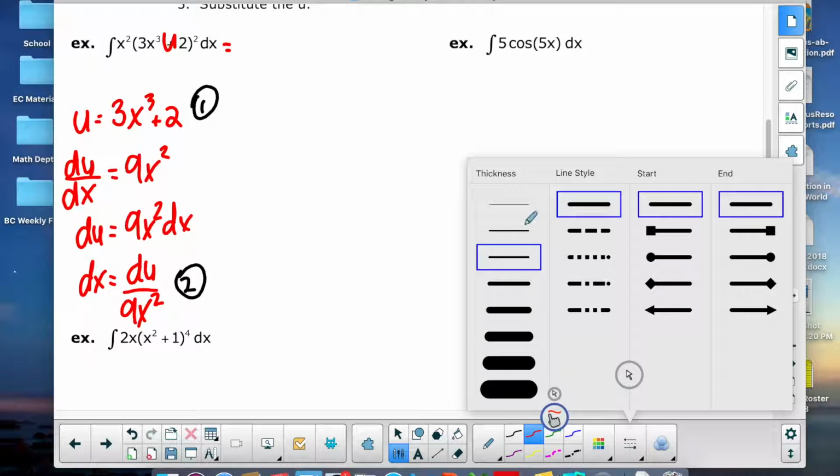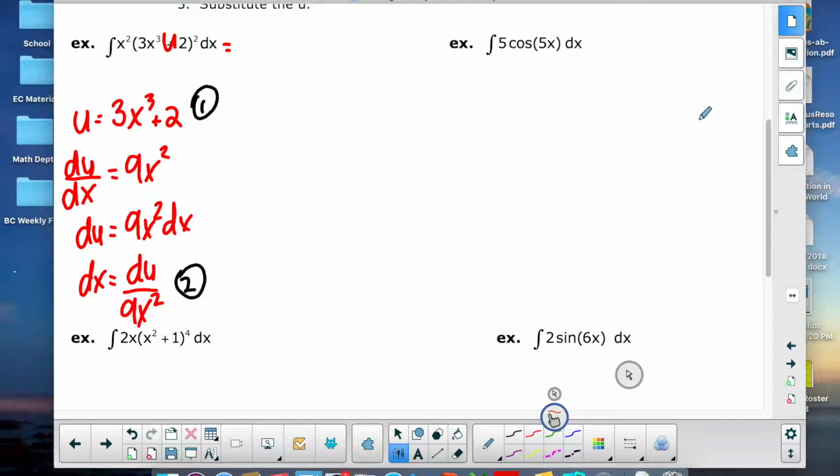And remember, this problem is done, so you're just making notes, observations of what I'm doing. Okay? So my third step is to replace the dx in the problem. So I have x squared, I have u squared, and that dx we're going to replace with what we solved out in part 2.